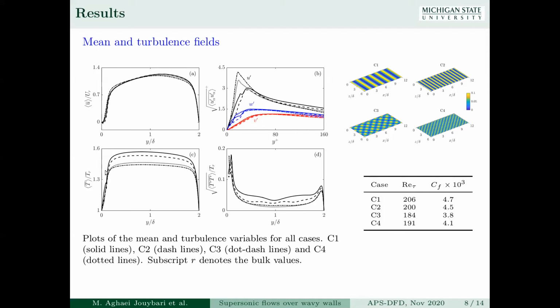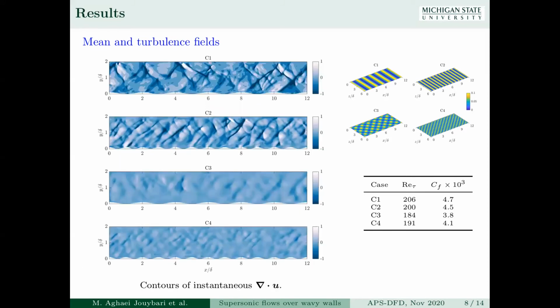That is, the mean temperature profiles are higher for 2D surfaces compared to the 3D surfaces. The reason behind this is because of the associated shock patterns.